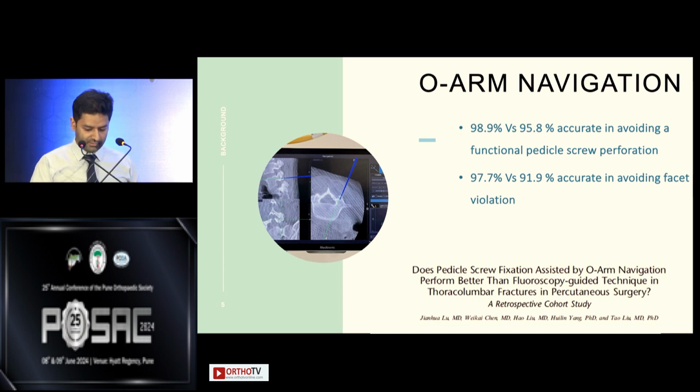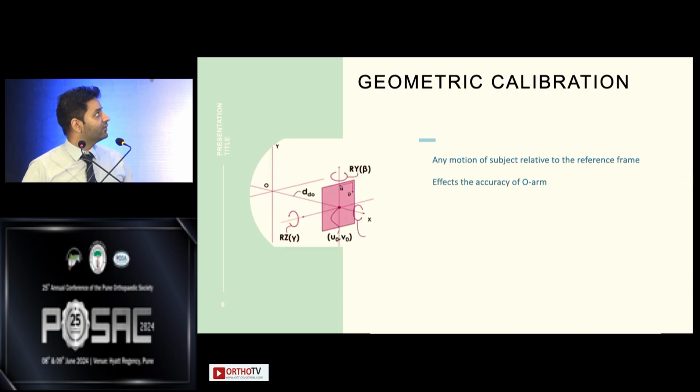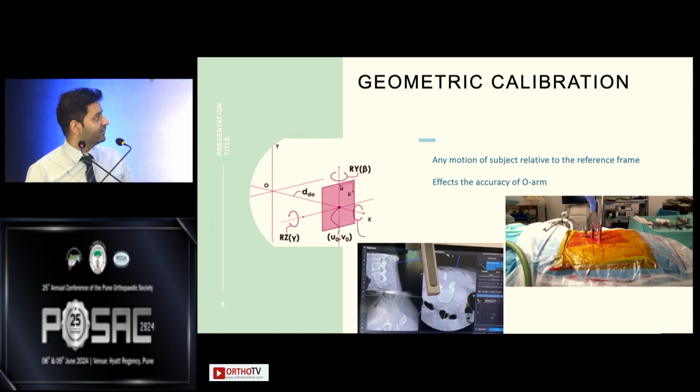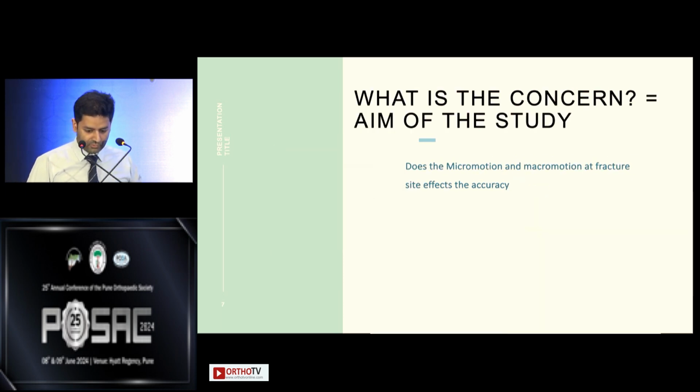So this is the basis of our study, that the relative distance of the pedicle from the reference frame should be constant for good accuracy. So this is the geometric calibration in X, Y, and Z axis. This is the reference frame that we usually use. These 4 pointers are the fixed constant that guides the OAM about the orientation of the pedicle screws. So what is the concern?